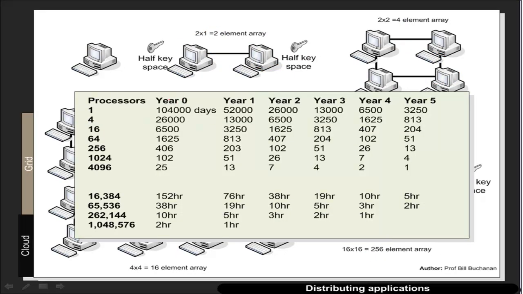Okay, so we can see here that if we take into account the increasing processing power and also increasing the size of our grid, we can significantly reduce the amount of time it takes to crack the code, which took a long time on a single processing element. Over time and over a number of processors, it can be brought down considerably.